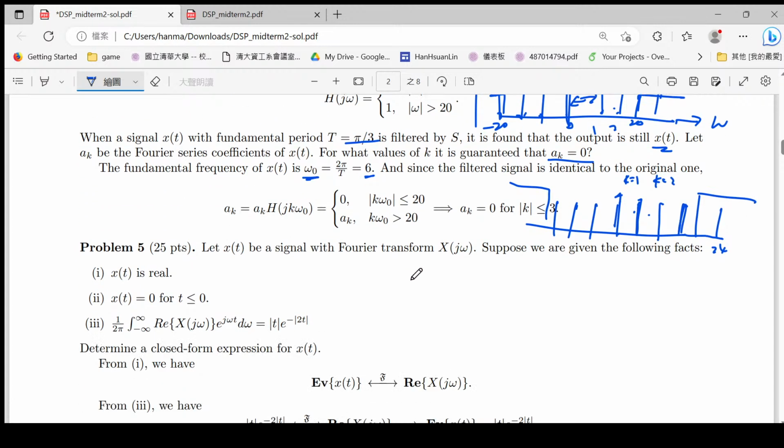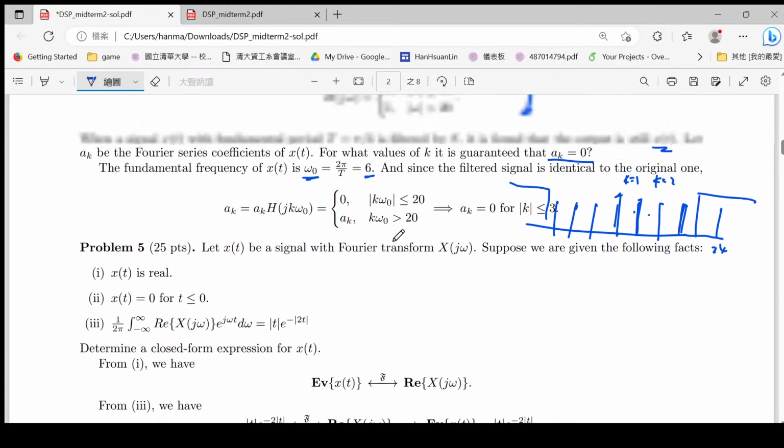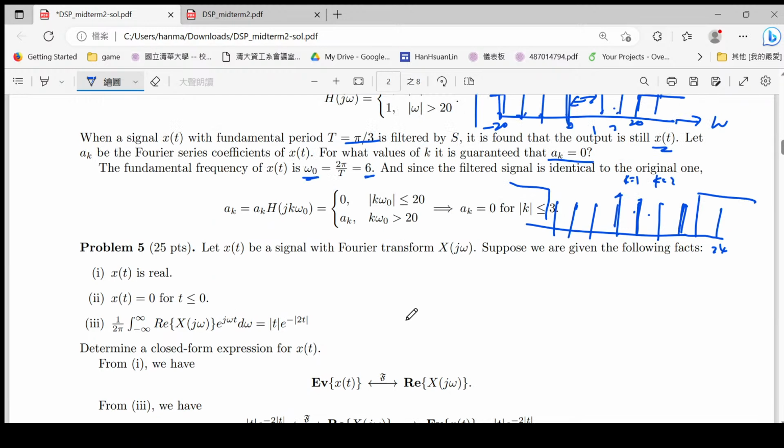Okay, and then the next one is the property question. So we have those three conditions: x of t being real, x of t is 0 for t less than 0, and this weird equation here. And we're asking you to find the closed form expression of x of t. I think some of you had a question on this, but it just means explicitly writing down the mathematical form, so a formula where everything is calculated out.